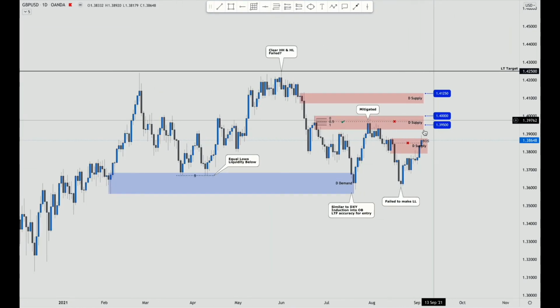So bullish momentum to the upside. I'd like this first daily supply zone to be broken to then ultimately, maybe in a couple weeks or months time, reach the long-term target at 142,500.